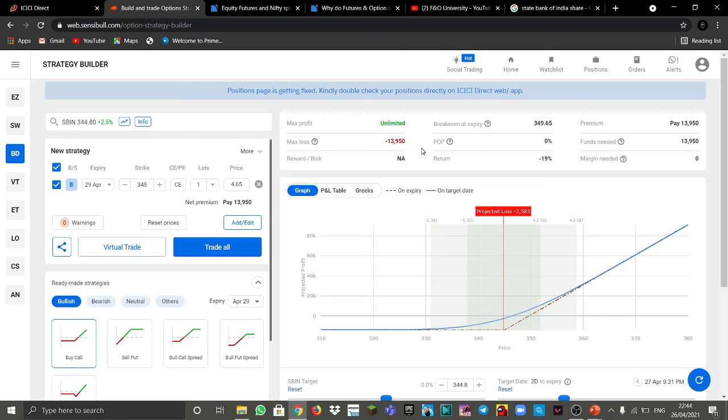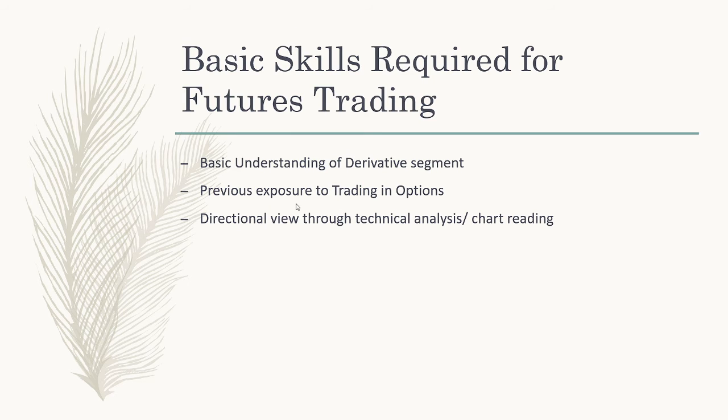So if my view doesn't go in the right direction, let's say I'm bullish and I'm looking to buy a call of SBI, because I'm bullish, I'm buying a call. If I am bearish, I would buy a put, but I will talk about this later in my next video. Here, the total exposure that I have is only 13,950 rupees. So I would lose only this much if my view doesn't go right.